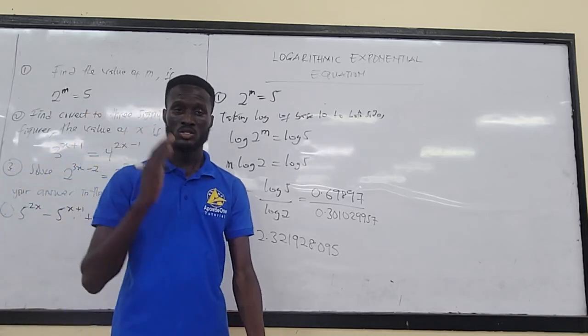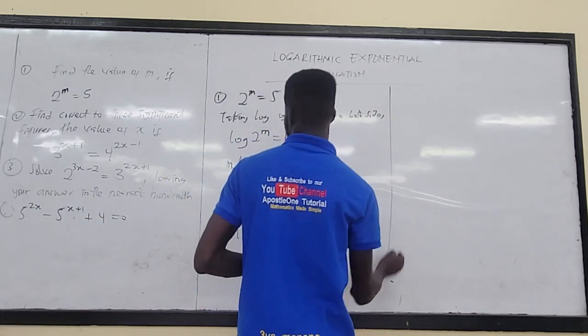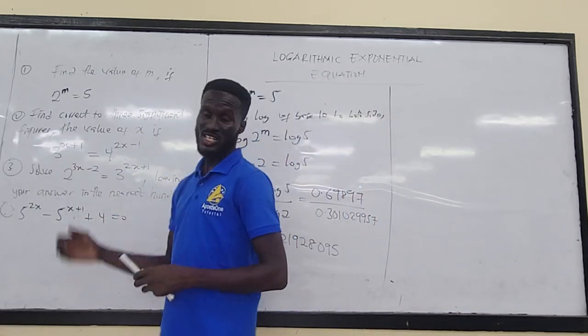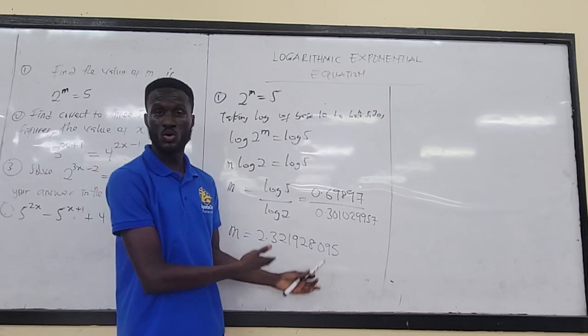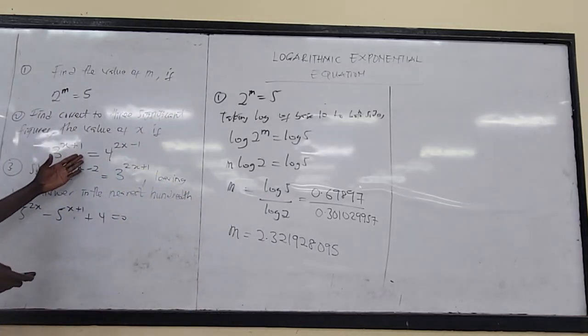Sometimes you need to introduce logarithm to both sides. Now let's look at question number 2. This one you can leave your answer to 2 decimal places or any. Look at the question like this.